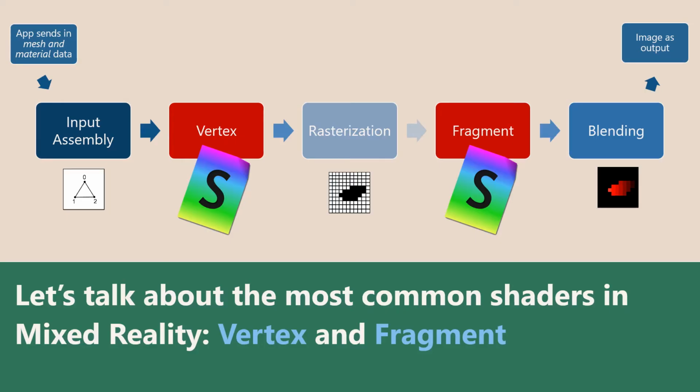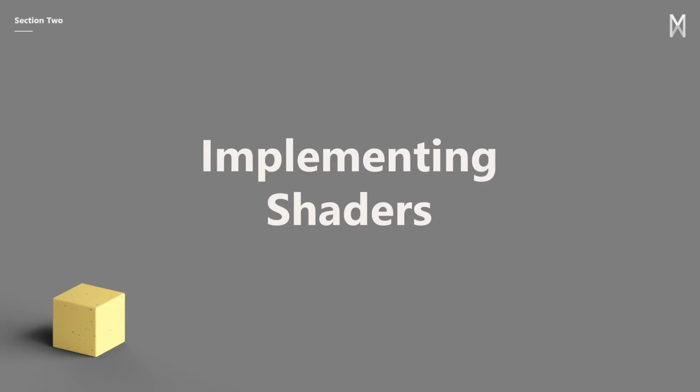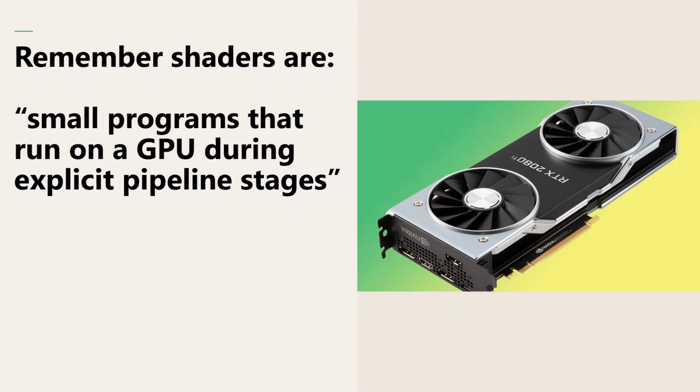Let's talk about the two most common shaders you encounter in mixed reality, which are vertex and fragment shaders. Sometimes I'll call a fragment shader a pixel shader, which is just another term for the same thing. So now we're on to section 2, which is how do you actually implement a shader?